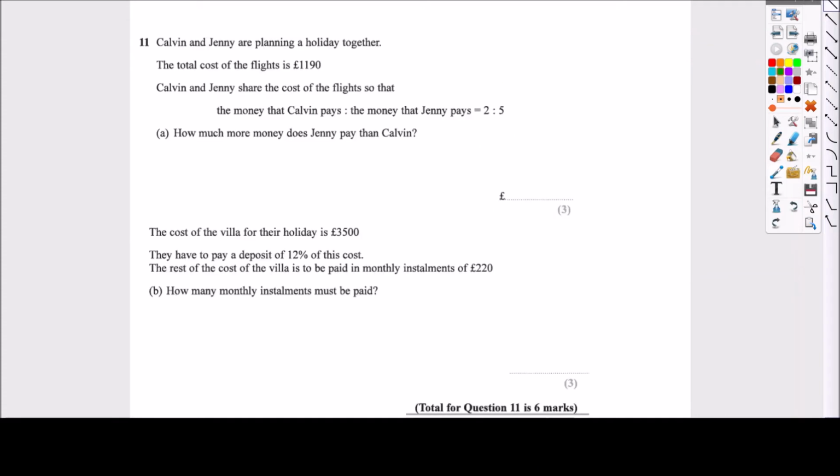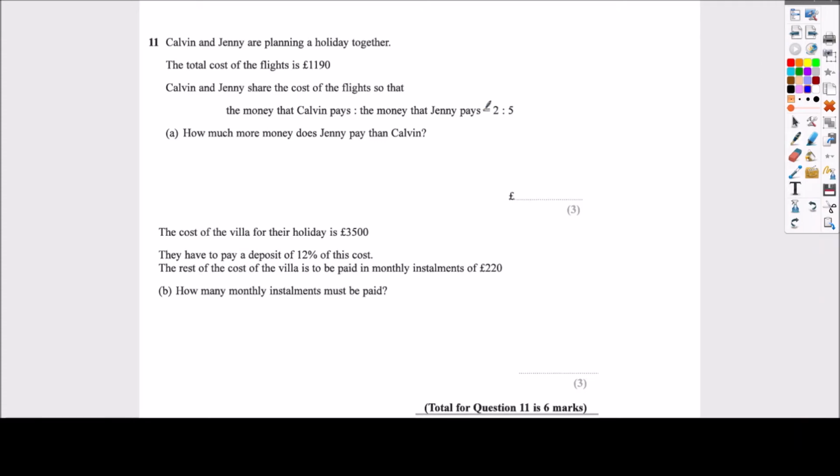Question 11. So the flights cost 1190 and they're splitting them 2 to 5. How much more money does Jenny pay than Calvin? Okay, and there is a quicker way of doing this, but I think I'll go to the most logical way of doing it. So Calvin pays for 2 shares, Jenny pays for 5 shares. That's 7 shares in total. 2 and 5 is 7. So let's go and split the 1190 across the 7 shares.